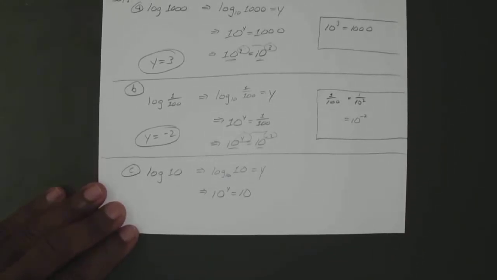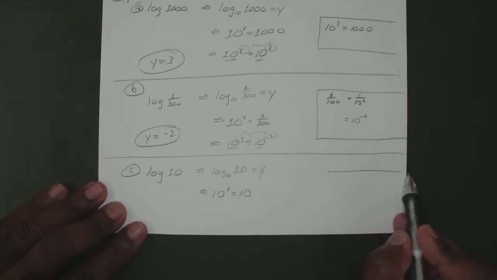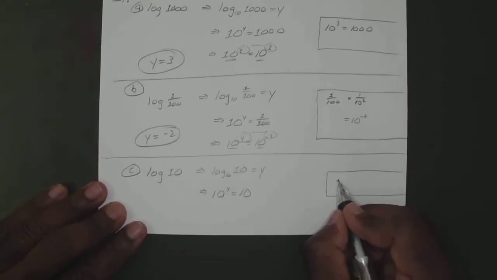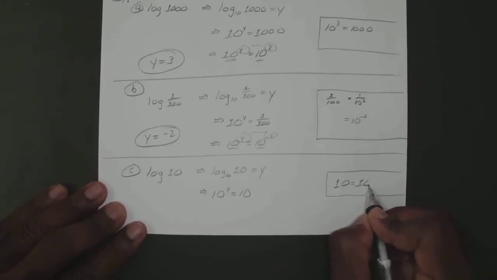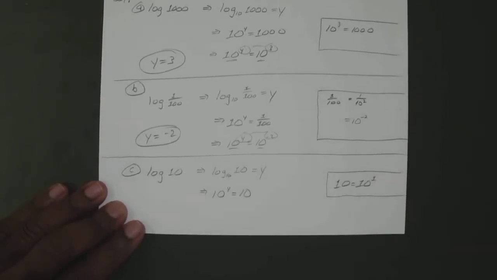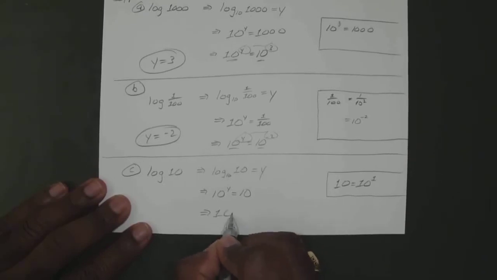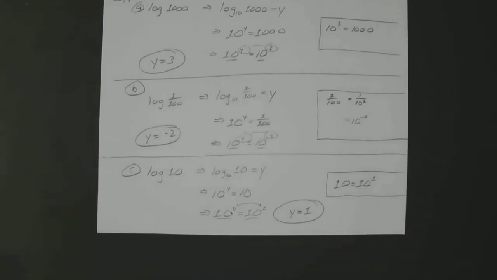equals 10. Okay. And with this one, you can just rewrite 10 as 10 to the first power. So you have 10 to the power of y equals 10 to the first power. Your bases are the same, so it's only true when your exponents are equal. So y would equal 1. Or log base 10 of 10 would equal 1.